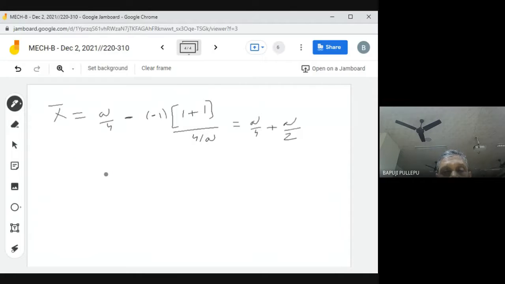x bar is equal to what? Add these two values. LCM is 4. Then 2a plus a, 3a by 4. Similarly, y bar you can find out, which you can keep in a box.